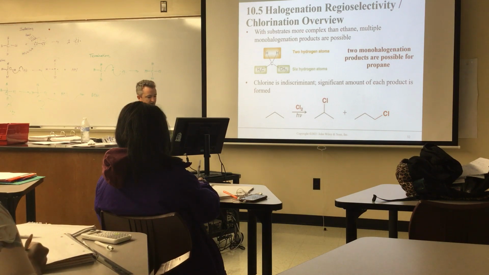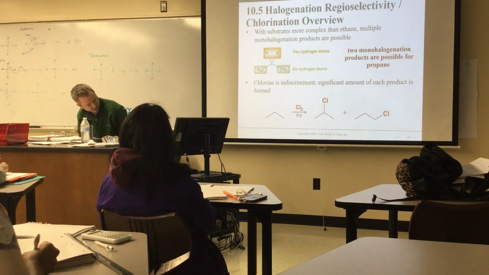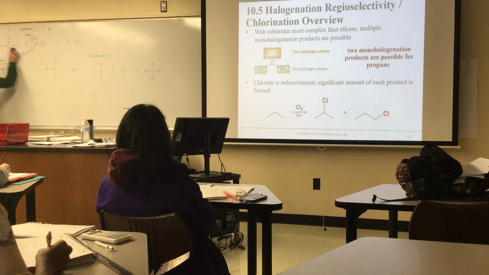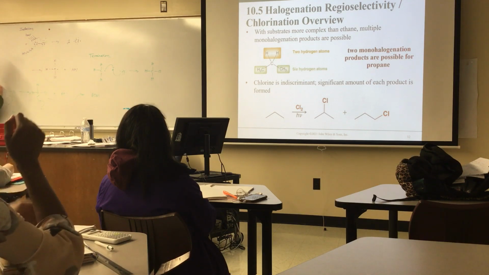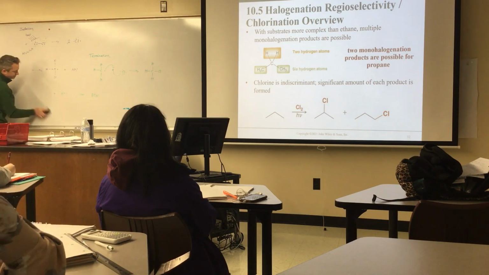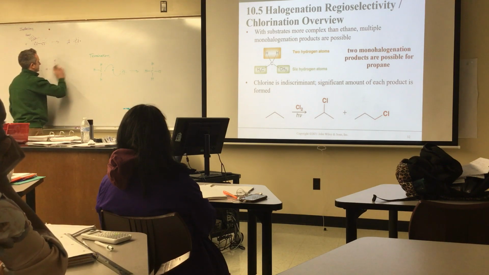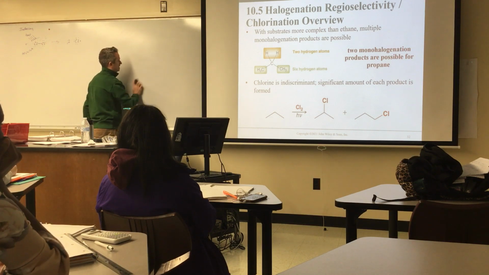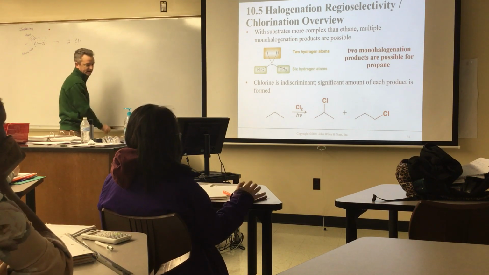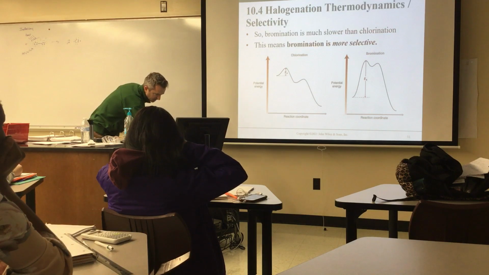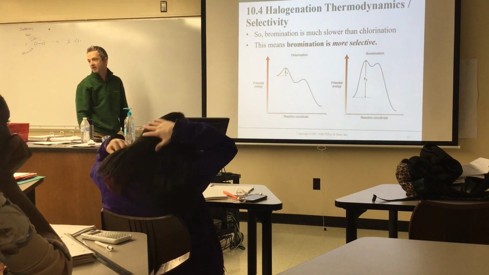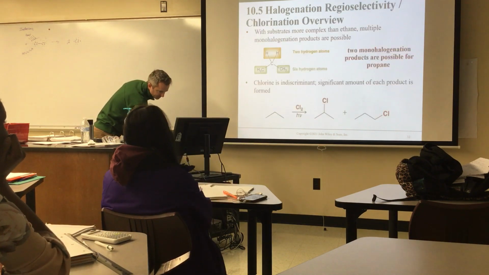Let's take a look at the chlorination of propane. Chlorination is less selective because it occurs faster. On that previous slide, look at that activation energy, how low it is in that first hump for chlorination. See that? Versus bromination.